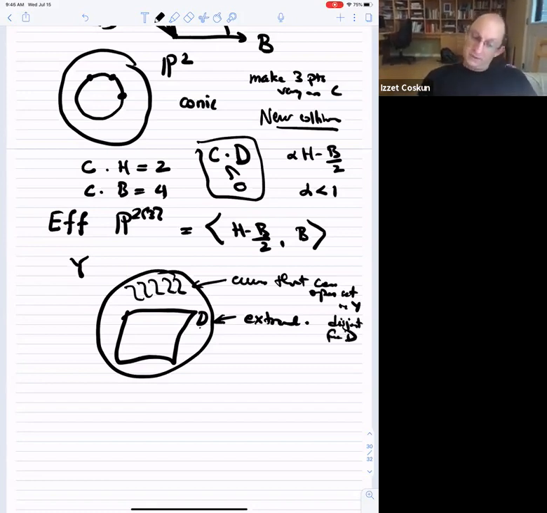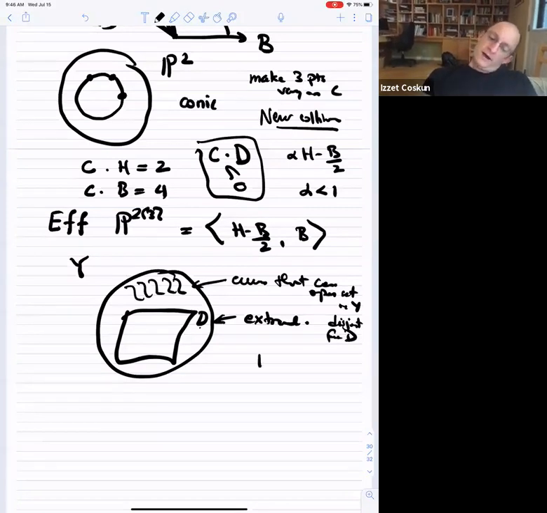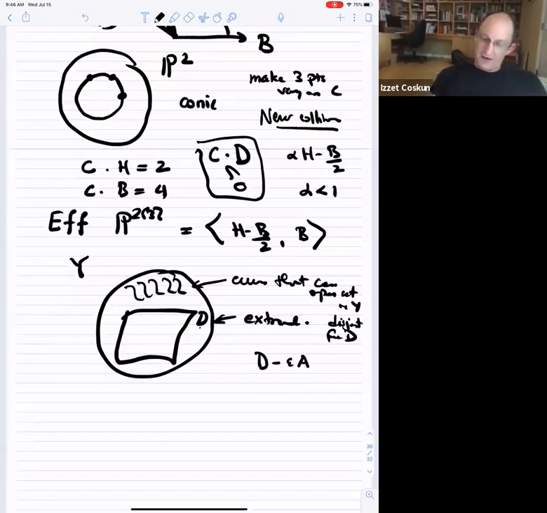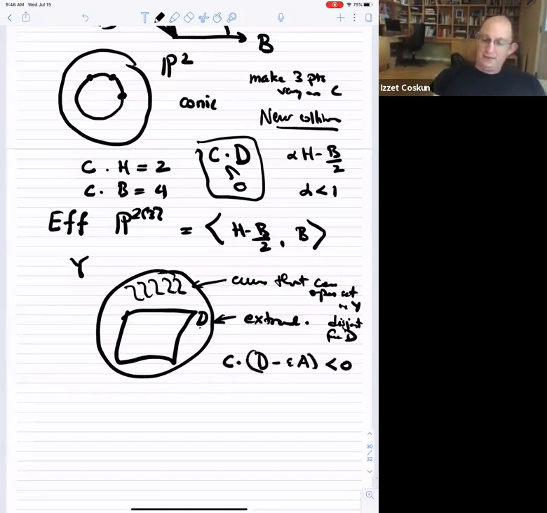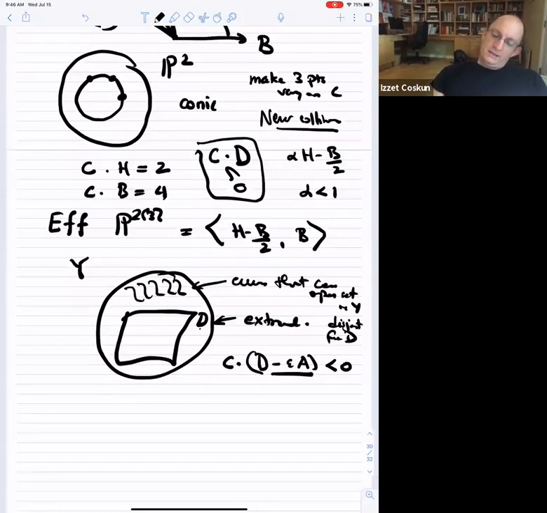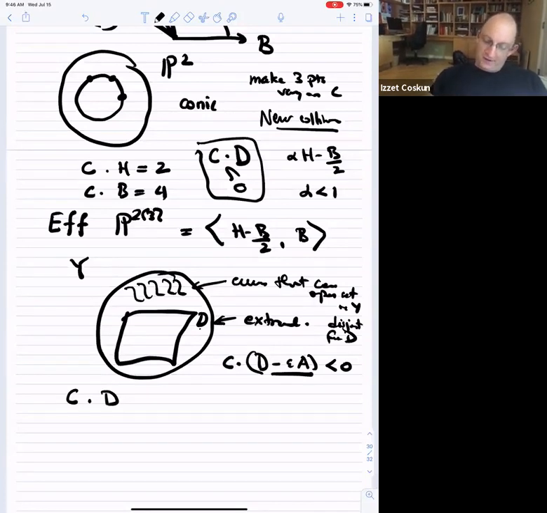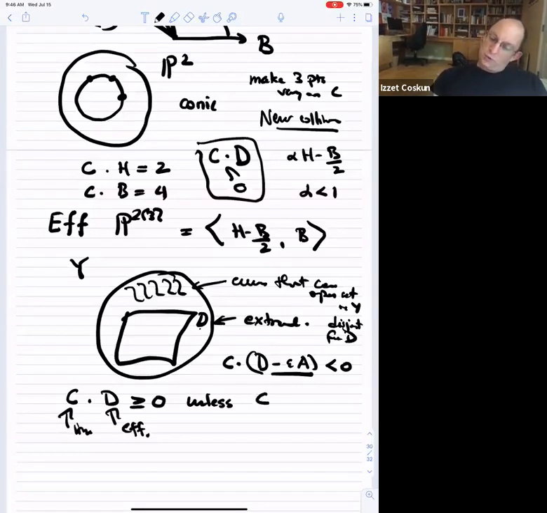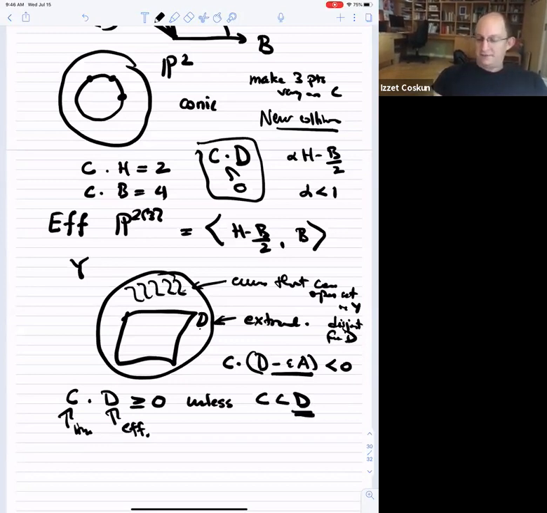right? If that's the case, you cannot subtract a small ample divisor from this D and still get an effective divisor, because you would run into the problem that any such curve would give a negative intersection, right? But if this were effective, and you had the covering family of curves, any irreducible curve times any effective divisor is non-negative, unless C is contained in D. But if these curves are covering your Y, they cannot be contained in this fixed effective divisor.